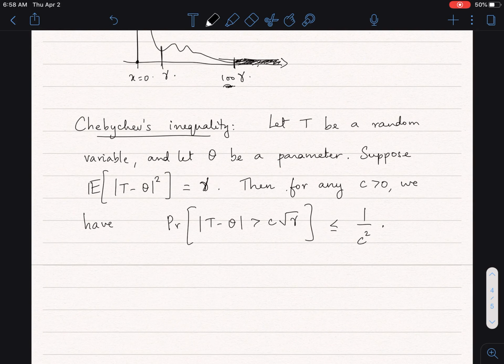The next statement is, as I was saying, Chebyshev's inequality, and this inequality is a very fundamental one in probability theory. It says the following. Okay, so it says exactly what we wanted before.